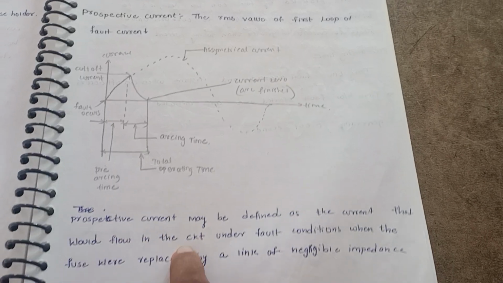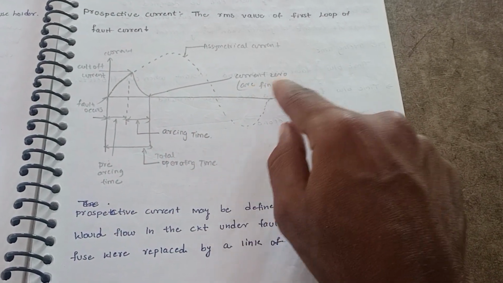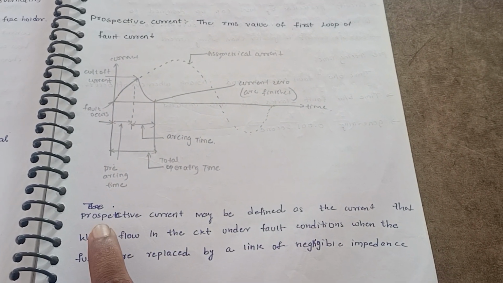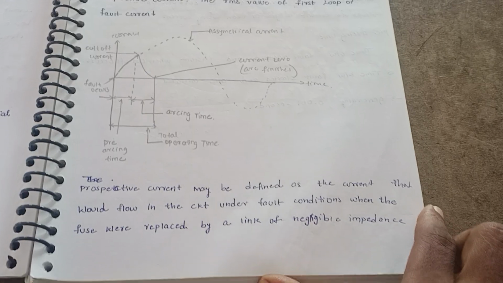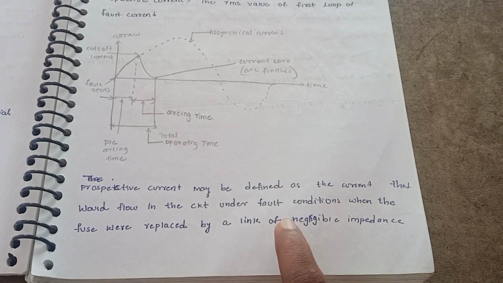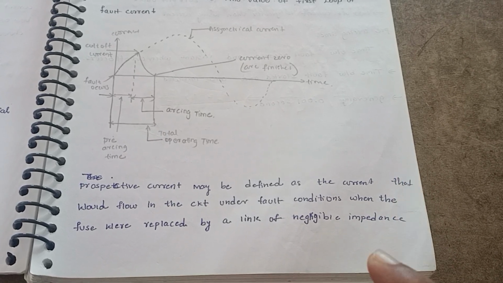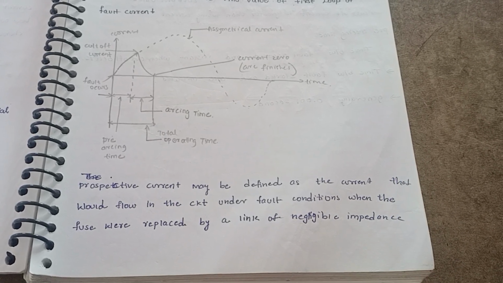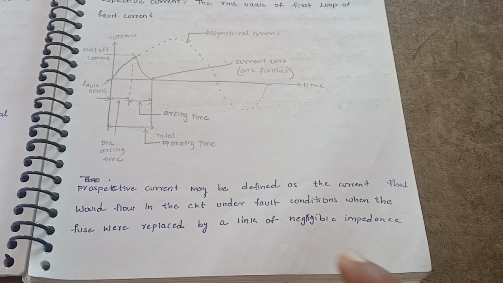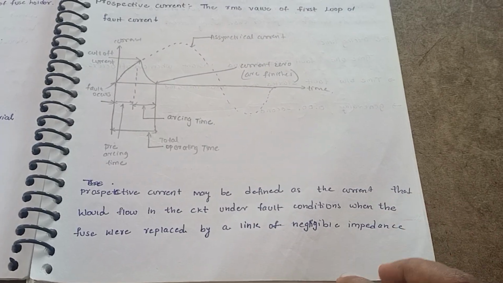Next, it is an asymmetrical current. Current reaches zero and the arcing finishes. Prospective current may be defined as the current that would flow in the circuit under fault condition when the fuse wire is replaced by a link of negligible impedance.